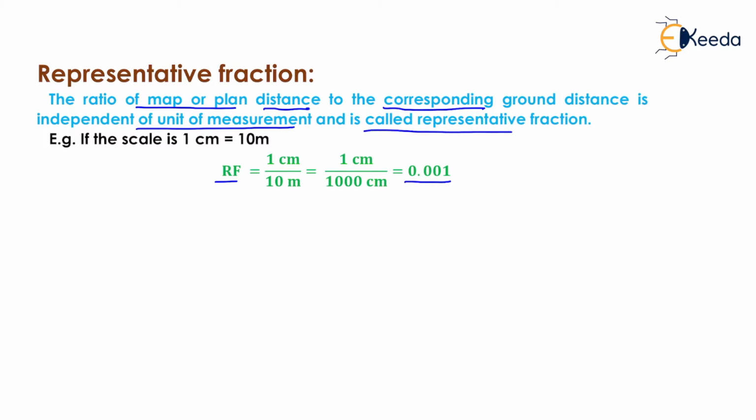Suppose that we have a scale of 1 centimeter equals to 10 meter. Now if we want to calculate the representative fraction, then we need to divide the map or plan distance, that is 1 centimeter, by the total ground distance, that is 10 meter, and we will convert this value into the same unit, that is centimeter and centimeter. We will get answer as 0.001, that will be the value of representative fraction, or we can say that this value will be equal to 1 by 1000.